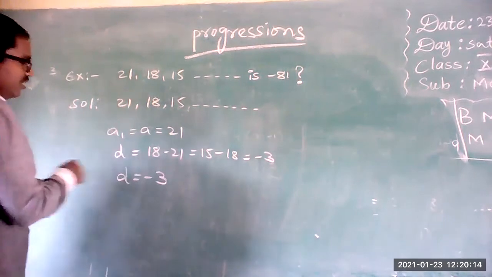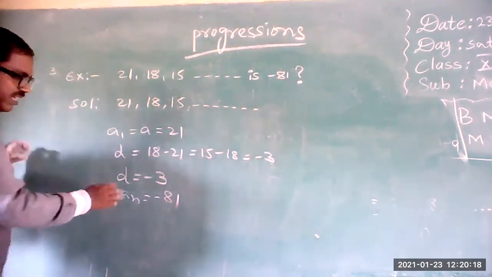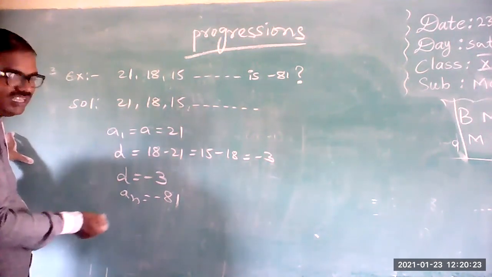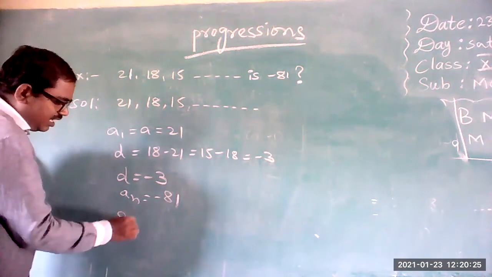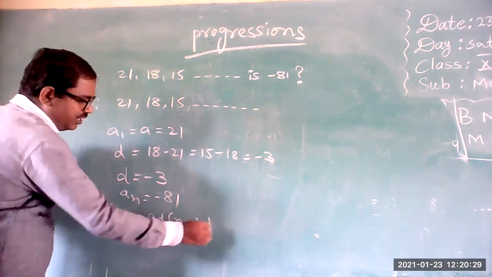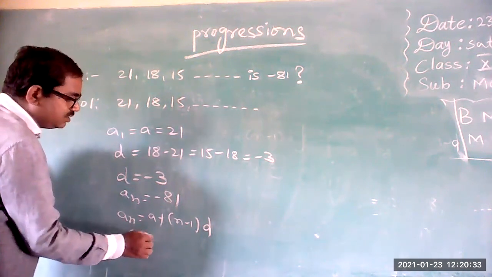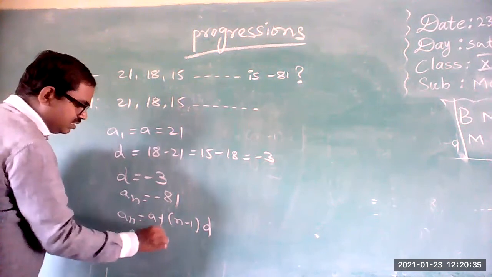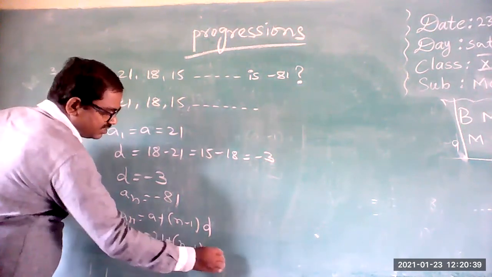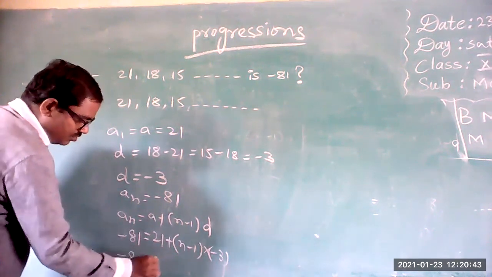The last term is given, so AN is equal to minus 81. Which term is minus 81? We need to find the nth term. The nth term means AN is equal to A plus n minus 1 into D. So AN is equal to minus 81, A is 21, n is not given, and D is equal to minus 3.